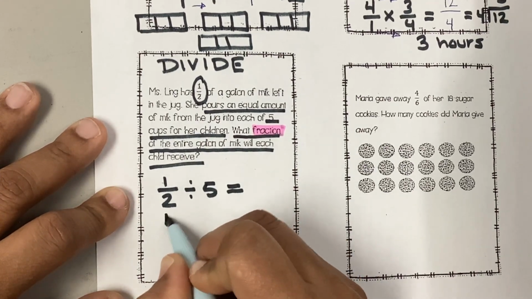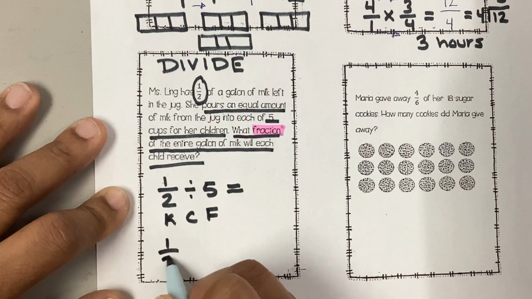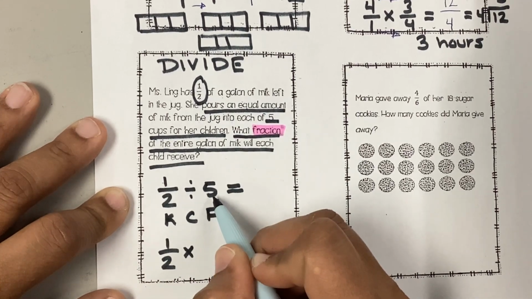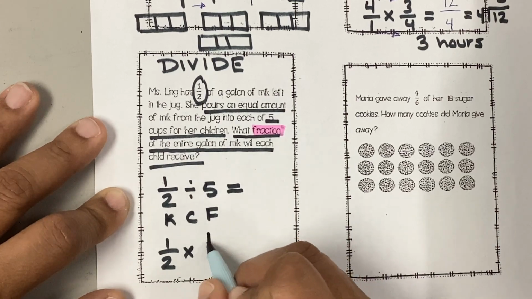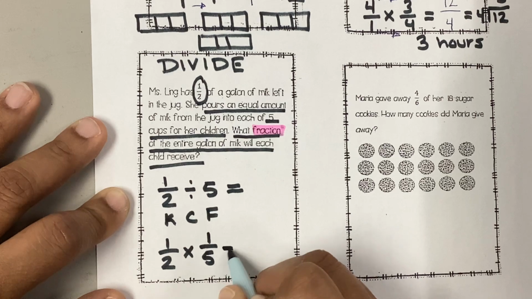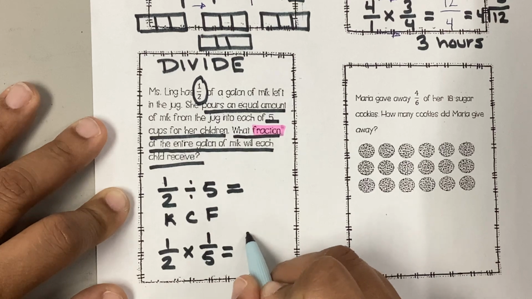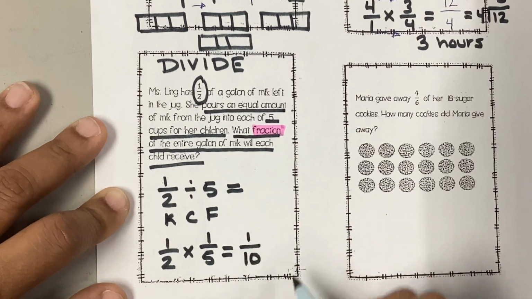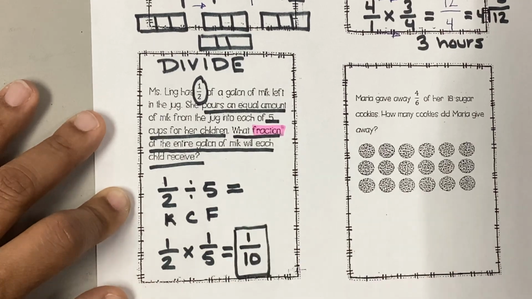So we follow keep, change, flip. We have 1/2 stays the same. We change the sign to multiply. And because it's a whole number, we're going to change it to a fraction. So it's 5/1, but when we do the reciprocal, it becomes 1/5. Then we multiply straight across. 1 times 1 equals 1. 2 times 5 equals 10. So each child is going to receive 1/10 of the original jug of milk.